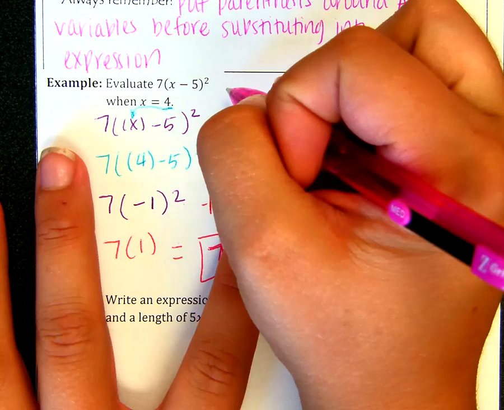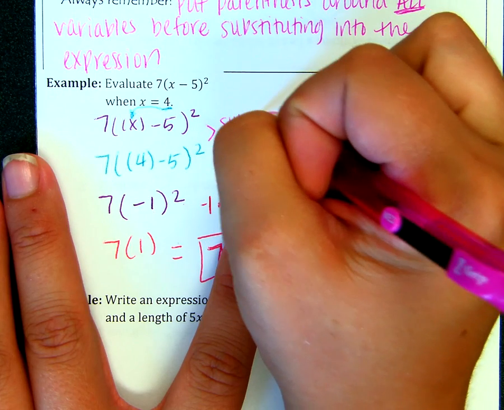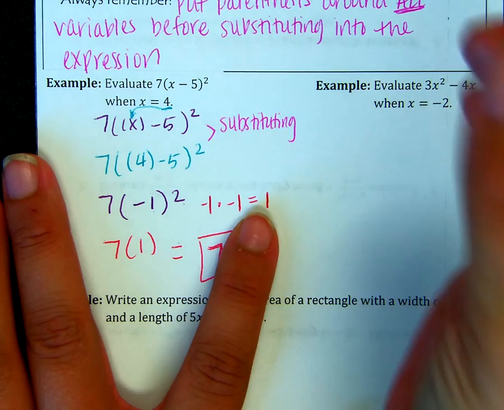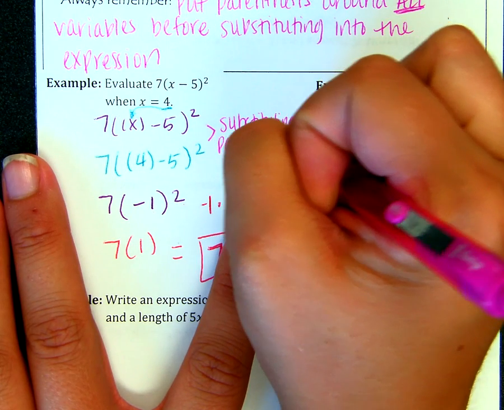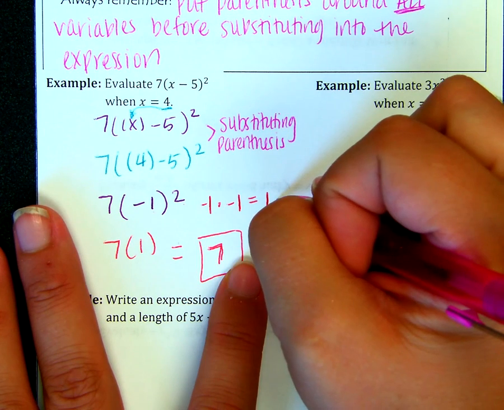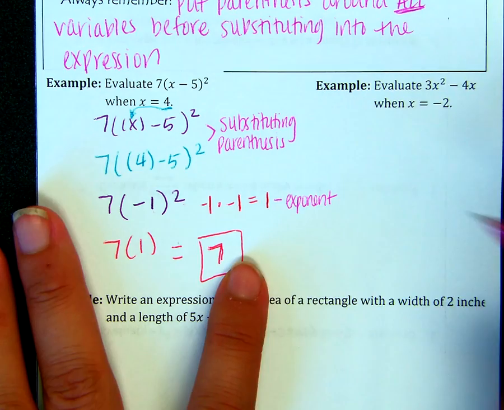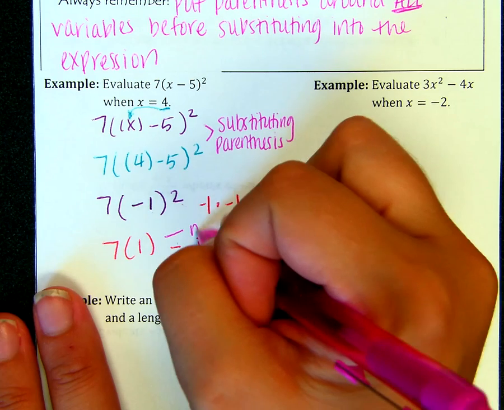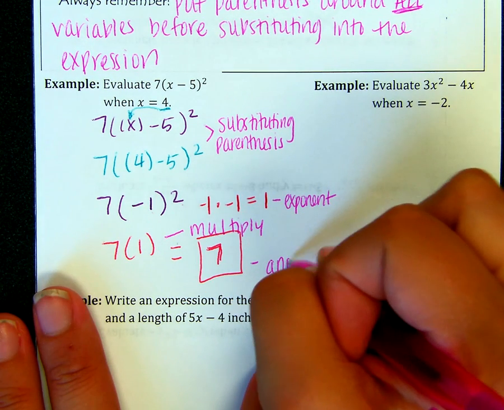If you want to write the steps off to the side, you can. Step 1, or these two steps together, is like substituting. Parentheses. Here, you're doing your exponent. Here, we were multiplying. And this is your answer.